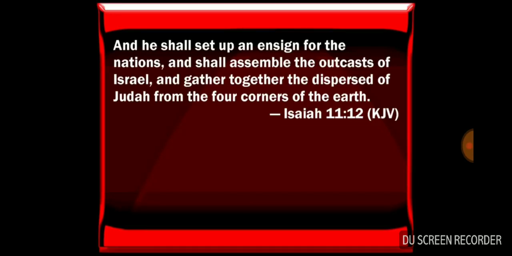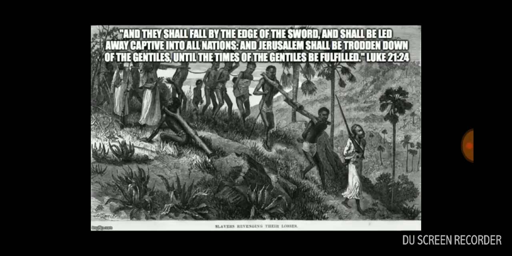Only the house of Judah, the southern kingdom, was scattered to the four corners. This is further confirmed by a third prophecy which was pronounced by the Messiah himself. Luke chapter 21 verse 24: "And they, being the Judeans, shall fall by the edge of the sword, and shall be led away captive into all nations, and Jerusalem shall be trodden down of the Gentiles until the times of the Gentiles be fulfilled."